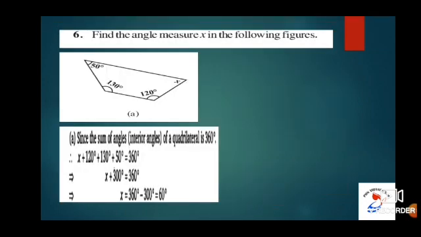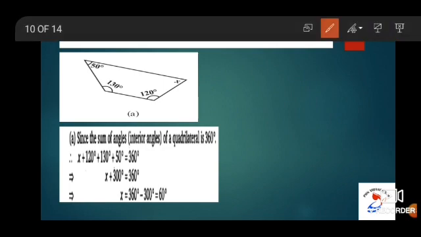We'll move on to question number 6, that is, find the angle measure x in the following figures. So look at the figure, children. We are able to identify 3 measurements. Only the last one, that is the unknown value, we have to find out.